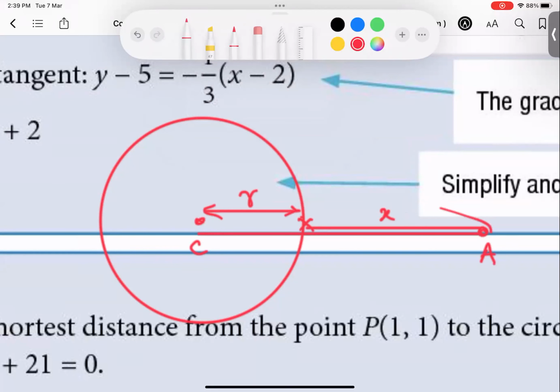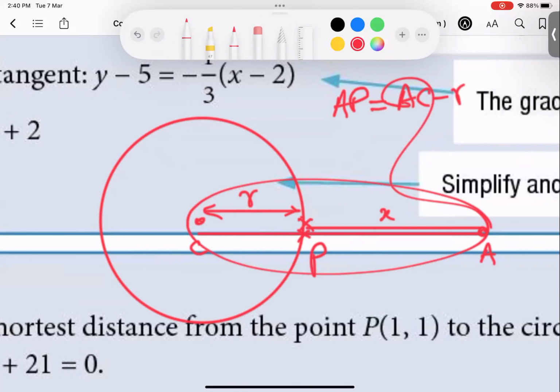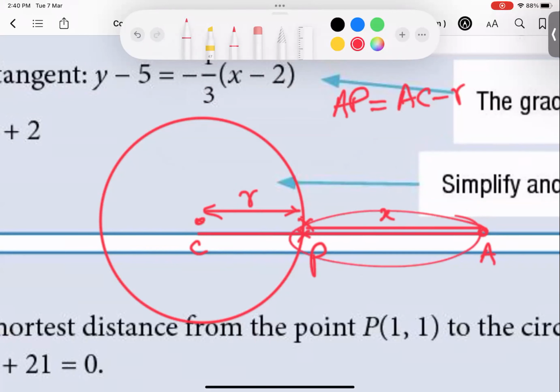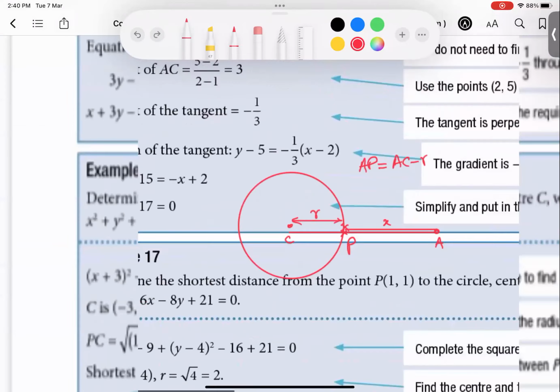So how do we find the distance between the circle and this point, let's label it as point P? How to get the AP distance? We can find it from the AC gap minus the radius. I repeat: I have the full distance AC, then subtract the radius, and I will get the answer automatically. But that is only possible if I have two things: center and radius. So same job again.